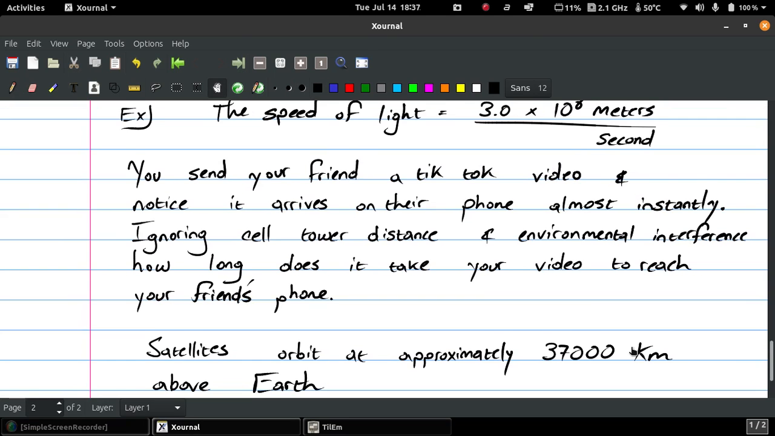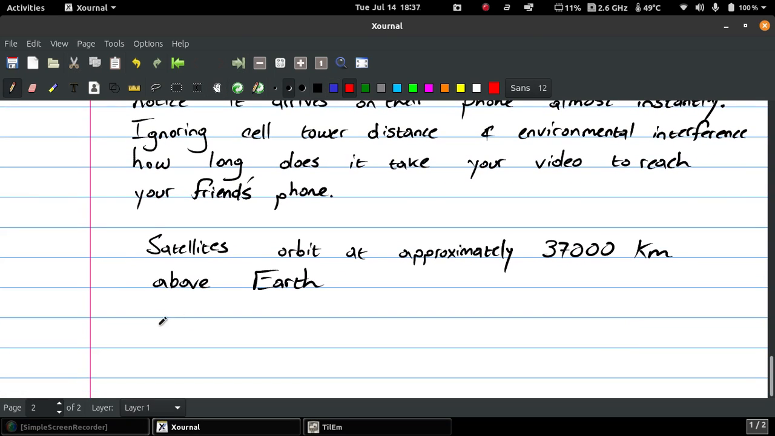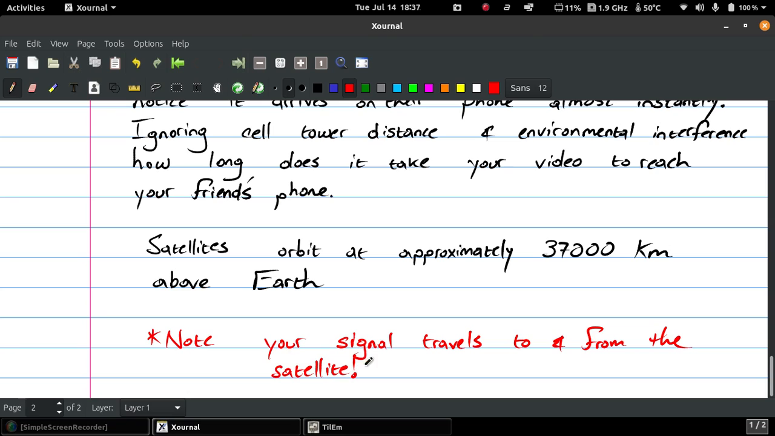So, also, one more thing. Note: your signal travels to and from the satellite. So that's important.